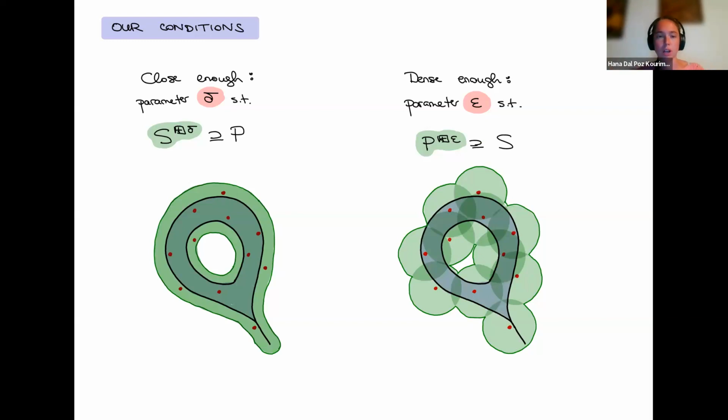This is also called the one-sided Hausdorff distance from one set to the other. I have to say I never remember which one you start with and which one you end up with, but it's important to remember that we operate in our setting with two parameters. One is delta and one is epsilon, and they mirror somewhat the closeness of the point cloud and the density of the point cloud.